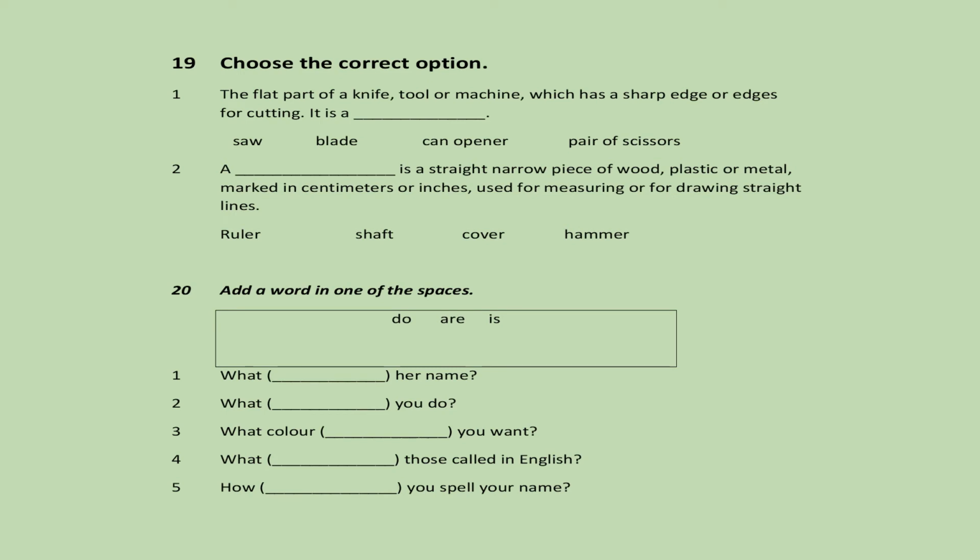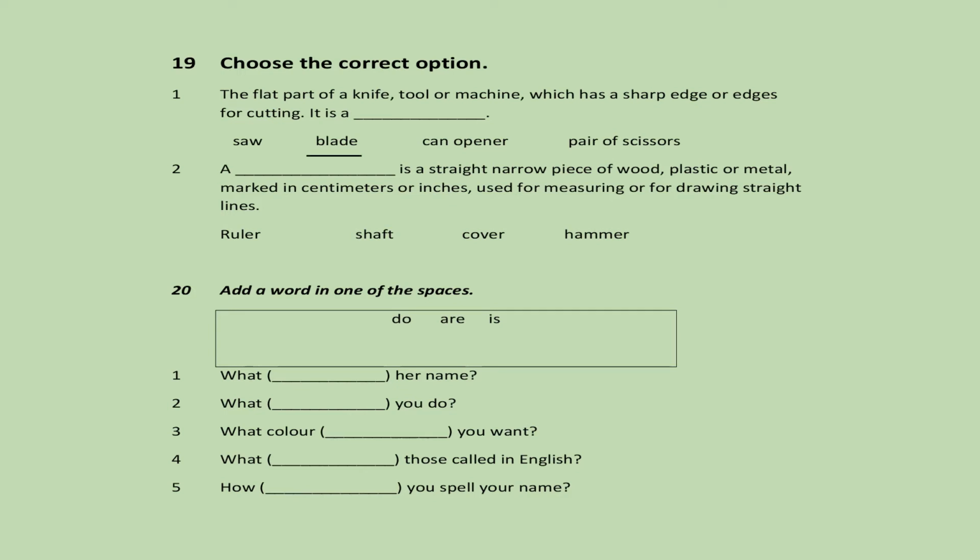Now, exercise number 19. Choose the correct option. Number 1, the flat part of a knife, tool, or machine, which has a sharp edge or edges for cutting. It is a saw, blade, can opener, or pair of scissors. Yes, correct. It's blade.